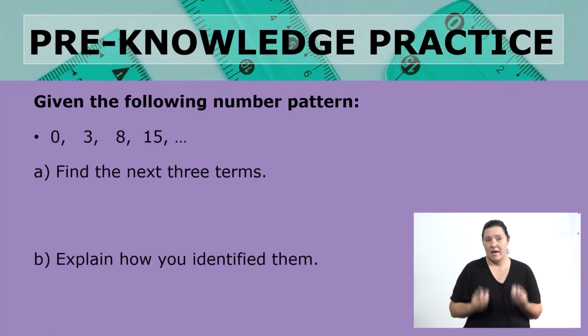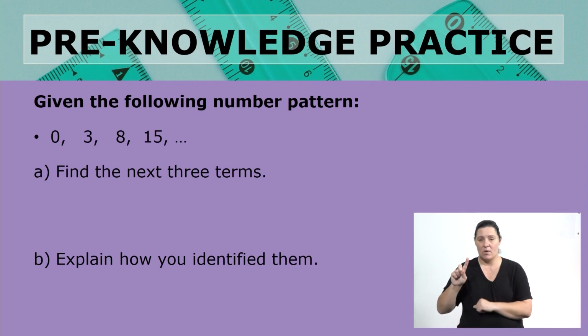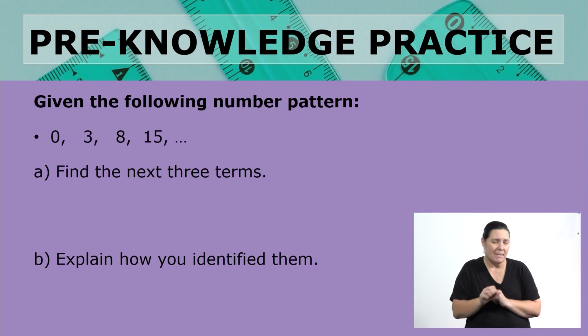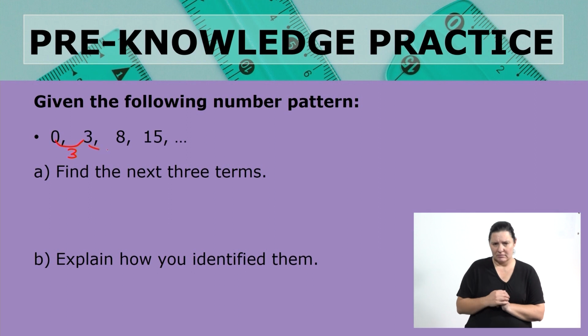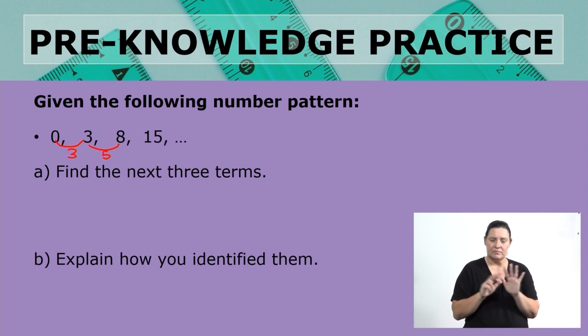Now we have a pattern that says they're 0, 3, 8, and 15. So we need to find the next 3 terms. So let's look at what is going on here. So between 0 and 3, the difference there, remember we are going to say 3 minus 0, that is 3. Then we are going to say 8 minus 3, that is 5. Then we are going to say 15 minus 8, and that is 7.